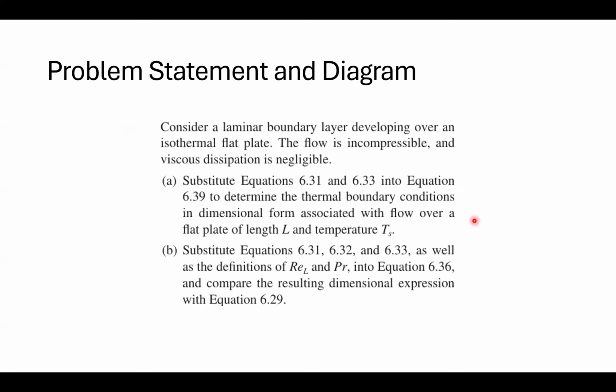So looking at the problem statement, we're considering a laminar boundary layer that's developing over an isothermal flat plate. We're going to assume that the flow is incompressible and that the viscous dissipation is negligible. For part A, we'll be essentially turning dimensionless forms of the thermal boundary layer boundary conditions into their dimensional forms. For part B, we'll be doing something similar, and we'll be transforming the dimensionless form of a conservation equation into its corresponding dimensional form.